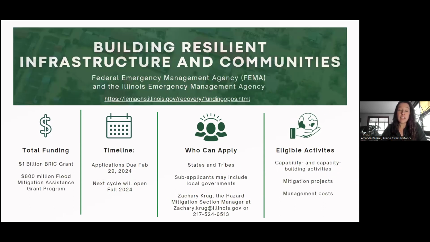The Building Resilient Infrastructure and Communities Grant Program makes funding available to states and local governments for hazard mitigation. These applications are due the end of February, but another grant opportunity is expected this fall. Something to note on this grant opportunity is that local units of government are actually considered sub-applicants to the state. And so on this slide, I've put information for the state contact for this program. So in addition to looking at information from FEMA, you're going to want to coordinate with the state's requirements around this.